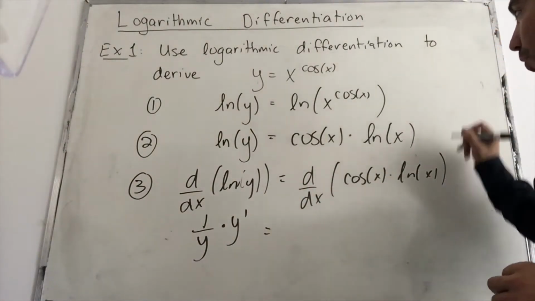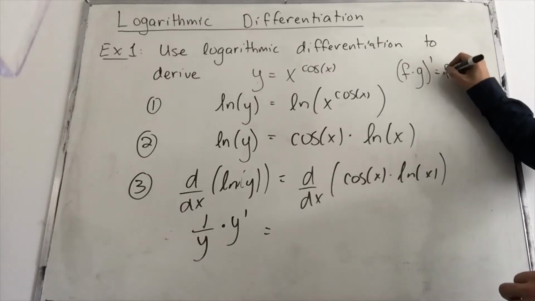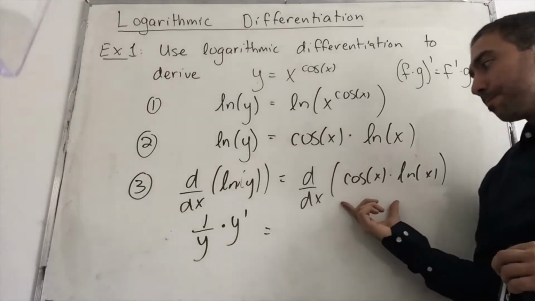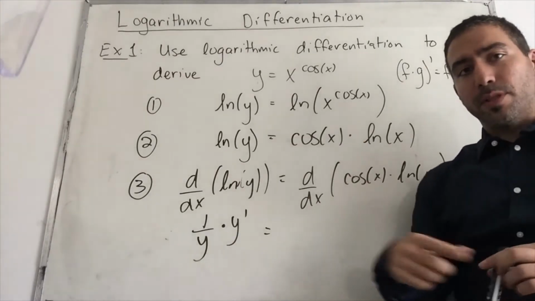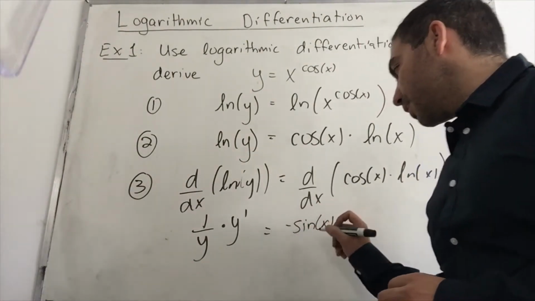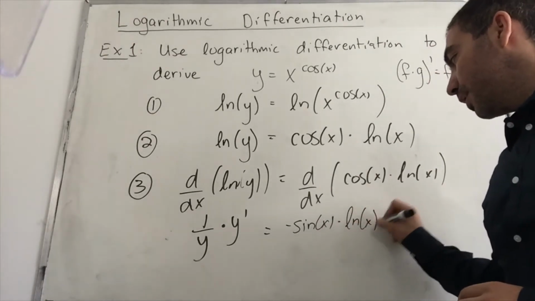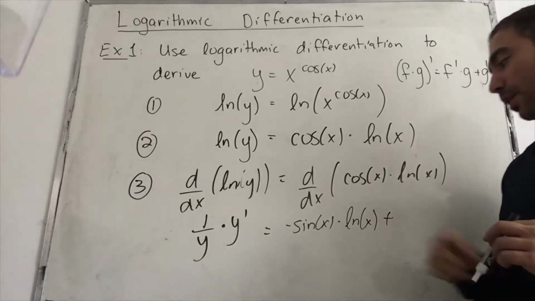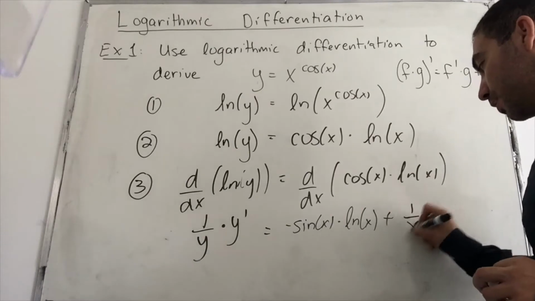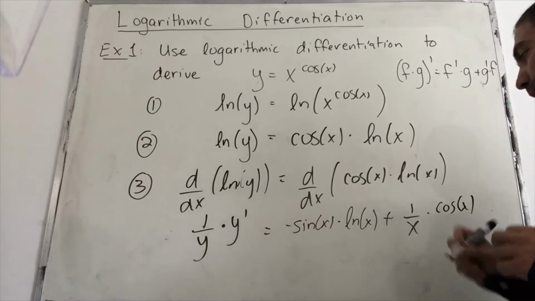So recall product rule, let me write it up here, f times g. You're multiplying two functions. That's equal to the derivative of the first times the second plus the derivative of the second times the first. Okay. So let's start off by deriving cos. The derivative of cos we know is negative sine of x. We're going to multiply by the second function, ln of x, separated by a plus, because it's product rule. Now we're going to take the derivative of the second function, so the derivative of ln of x, giving us 1 over x, times leaving the first function as is, cos x. Okay.